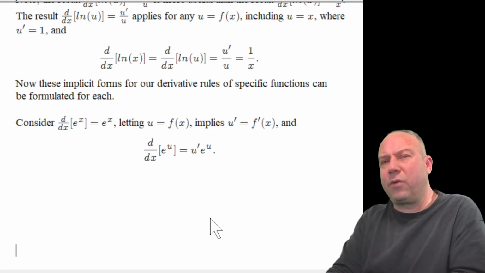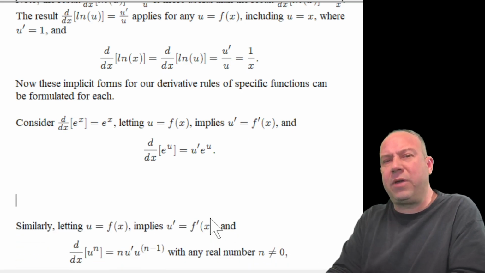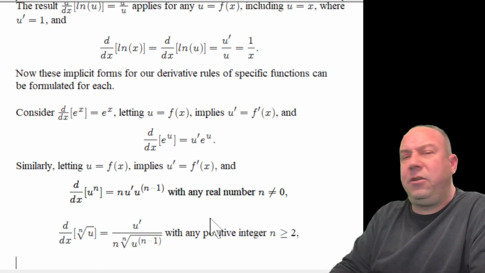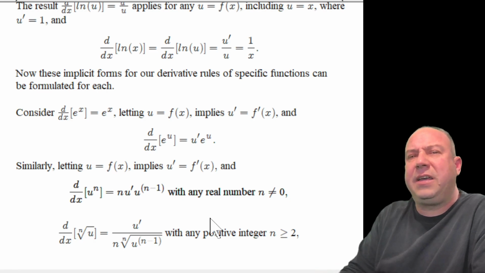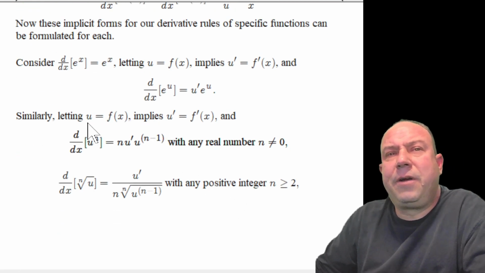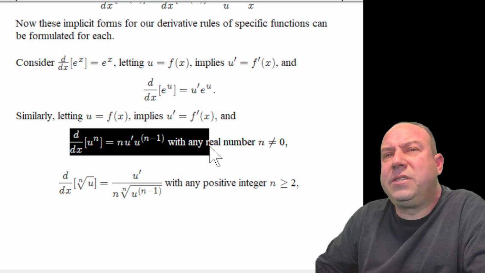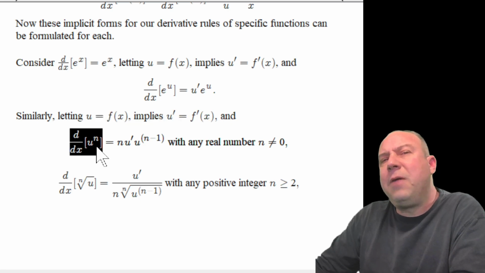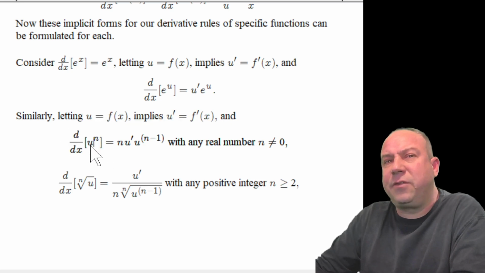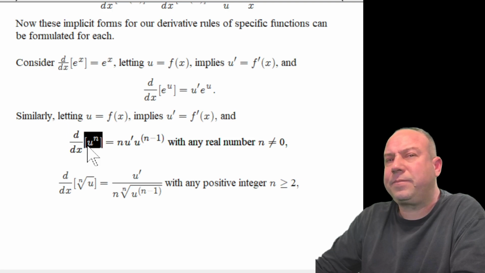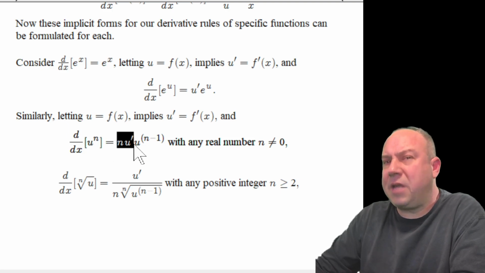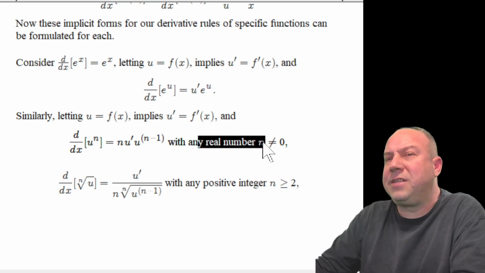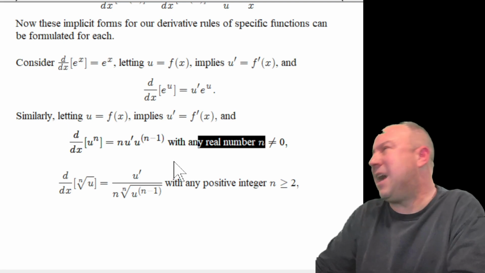We can do that for any of our functions here where we have specific cases. And I do go through a list of them here, and you can set some up for some that we haven't even really defined, perhaps. Like for instance, letting u equal f of x, u prime would equal f prime of x in these examples. And we could think of a derivative with respect to x for u to the n. Well, that would be n times u prime times u to the n minus 1 power, where n is any real number not equal to 0.